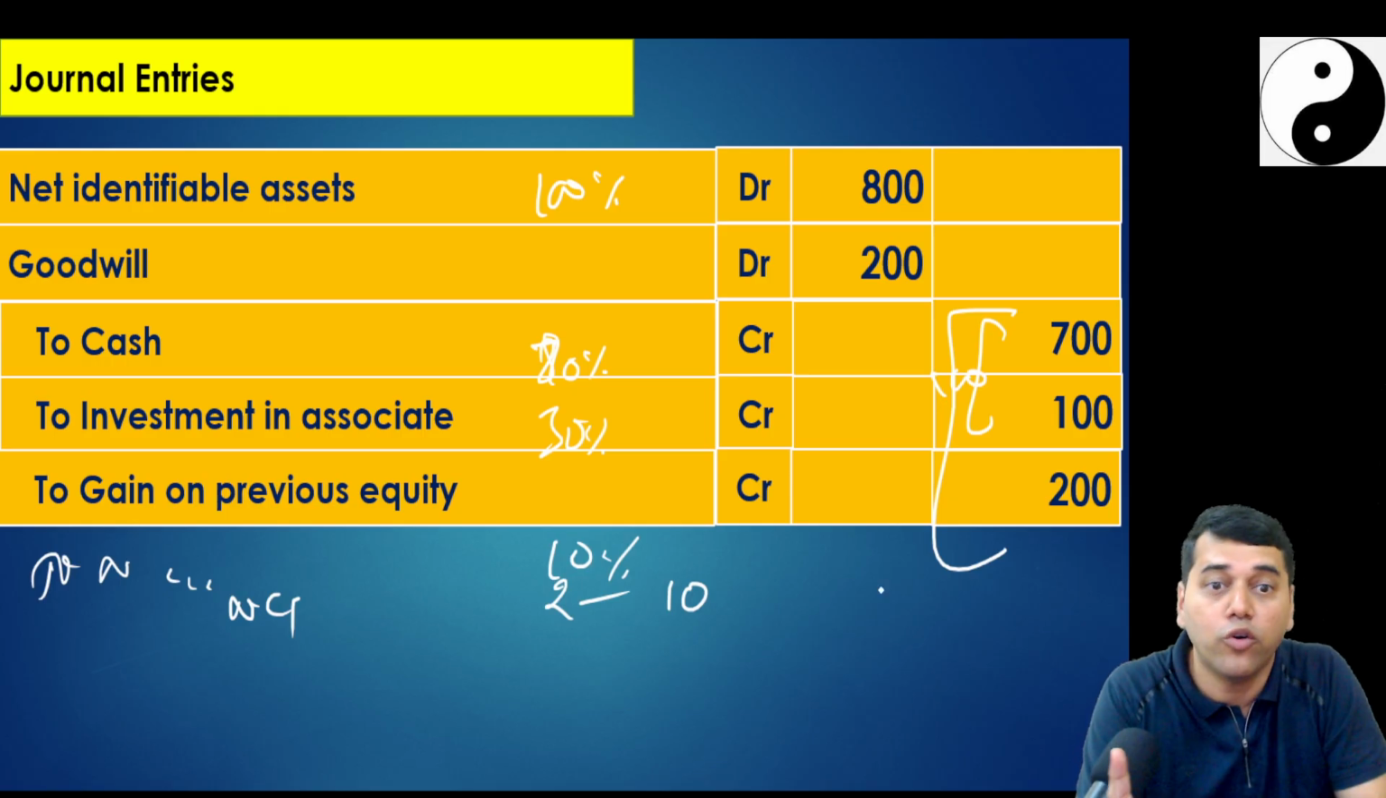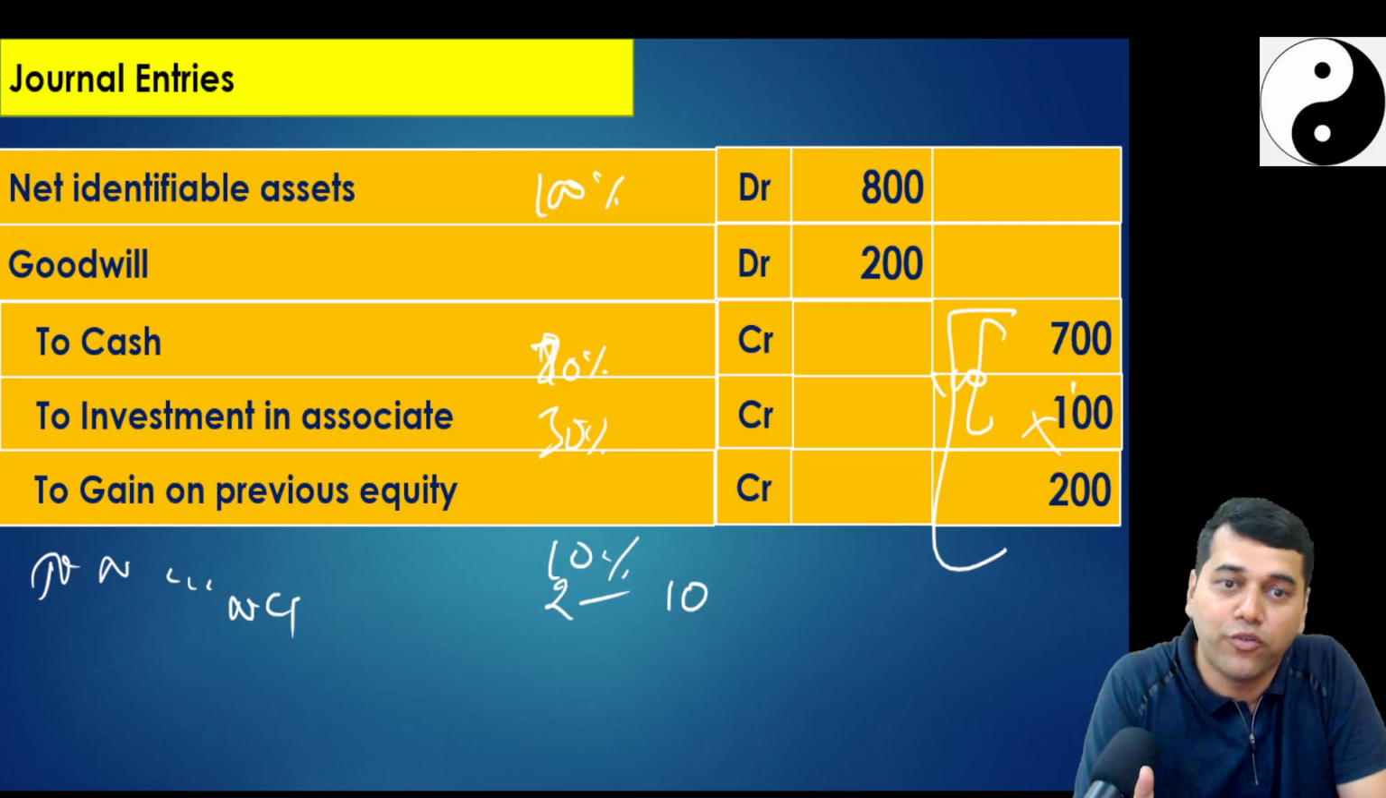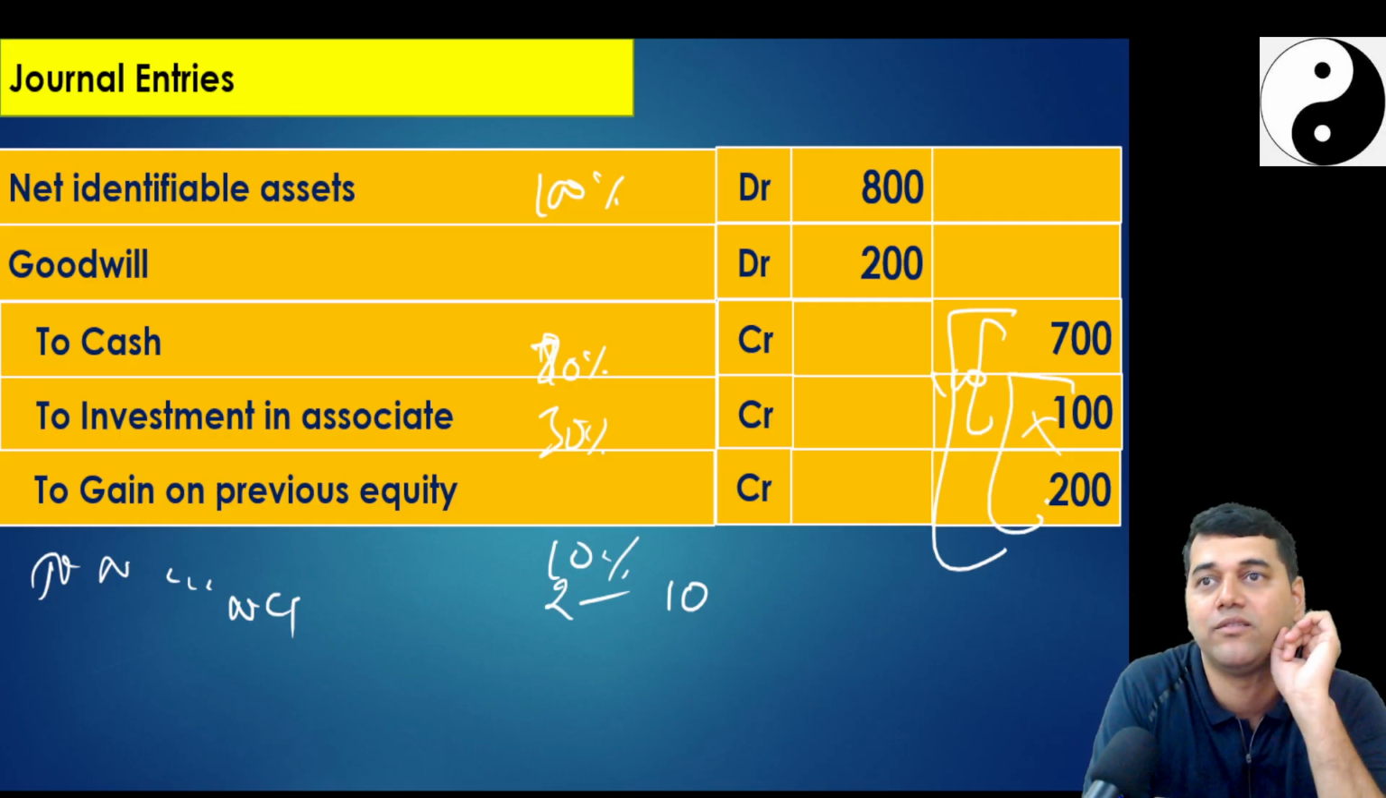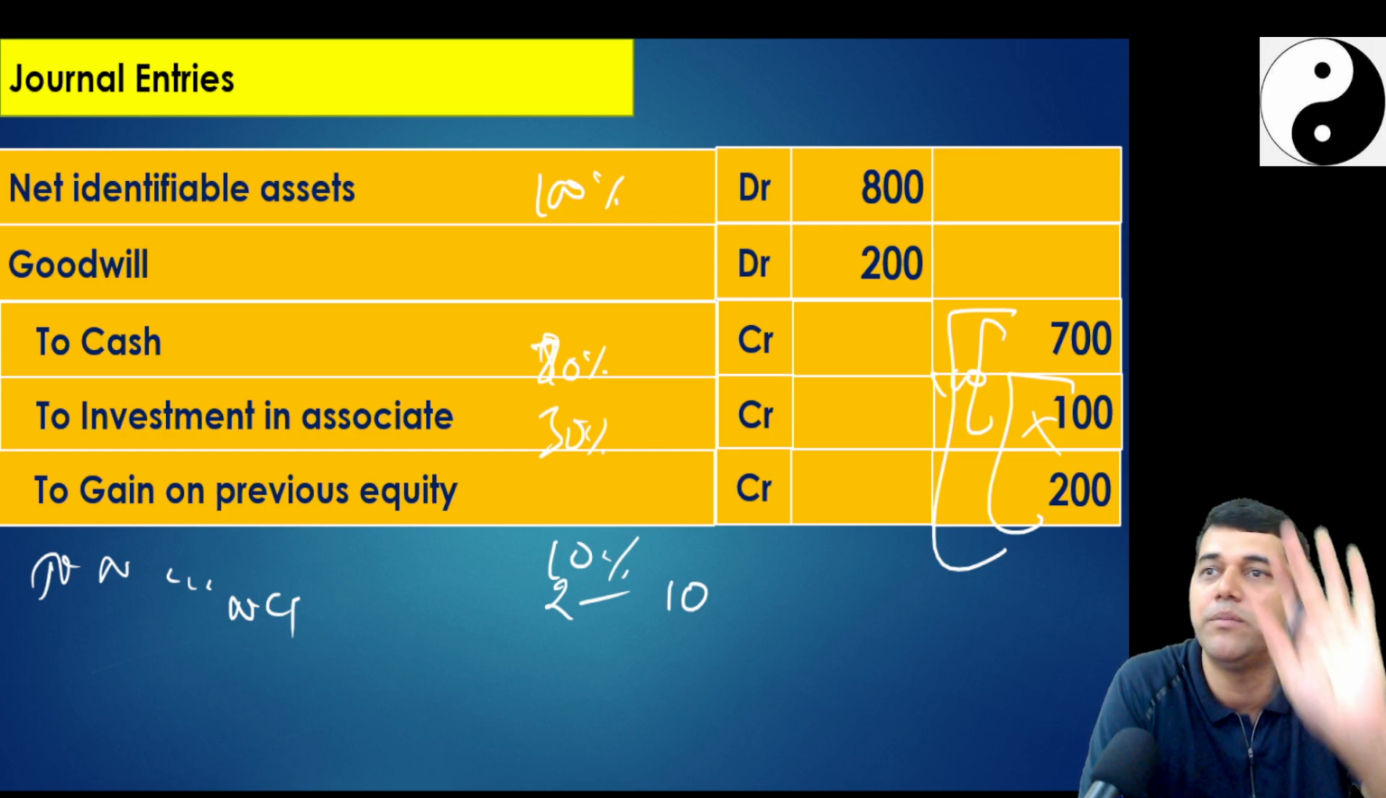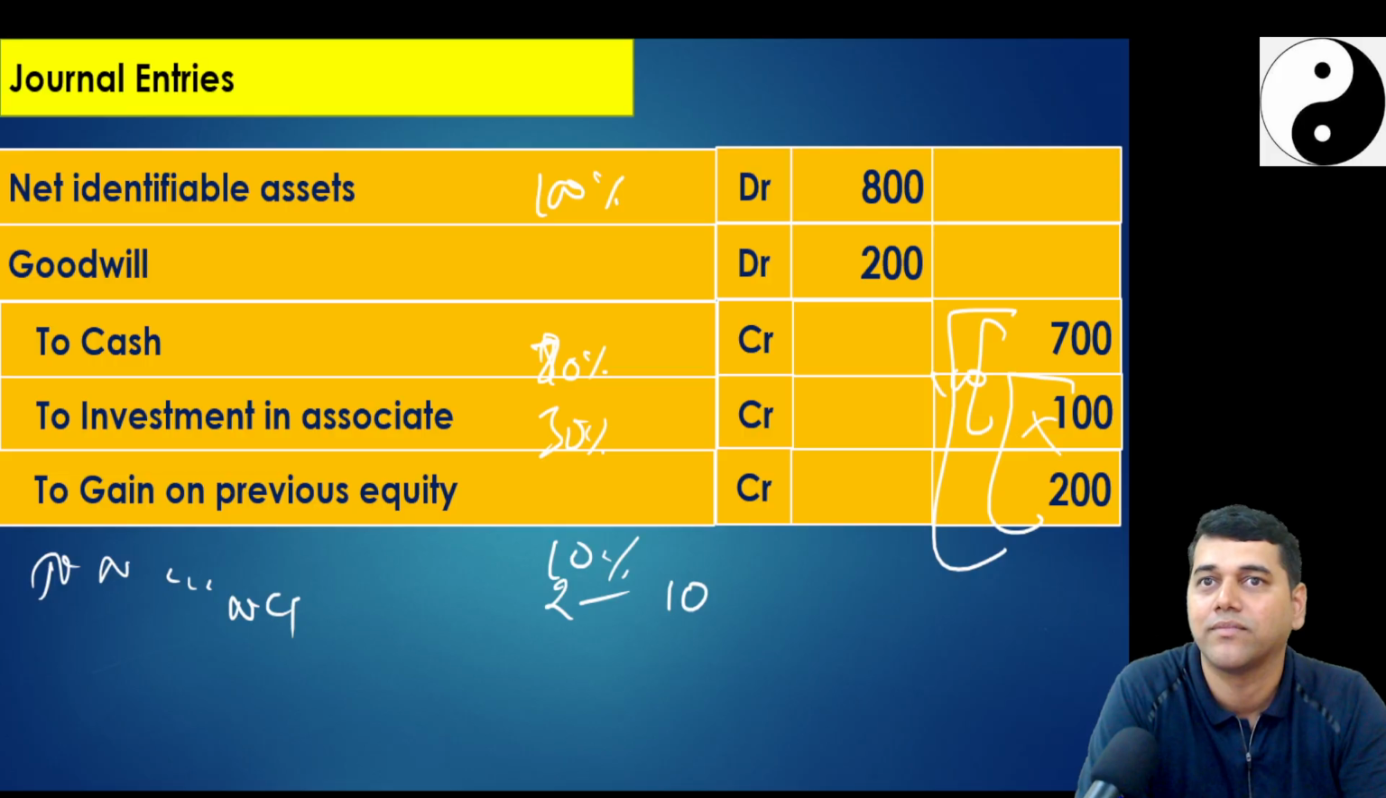But what you forgo is not 100. What you forgo is 300, the fair value, not the book value. Book value is only for accounting purposes. 1000 is the total purchase consideration, if you ask me. Clear? Perfect.